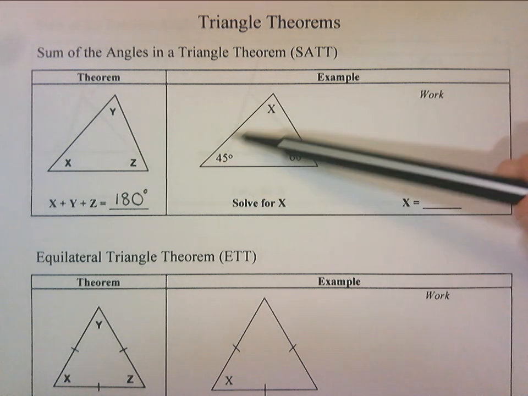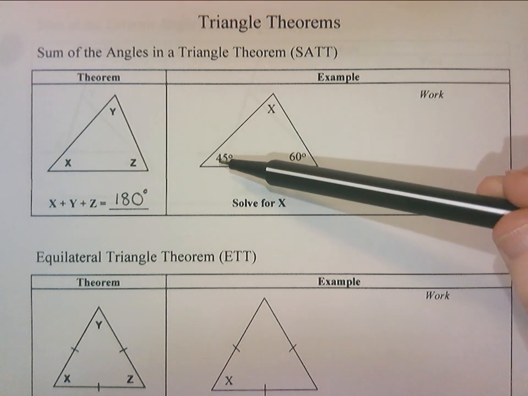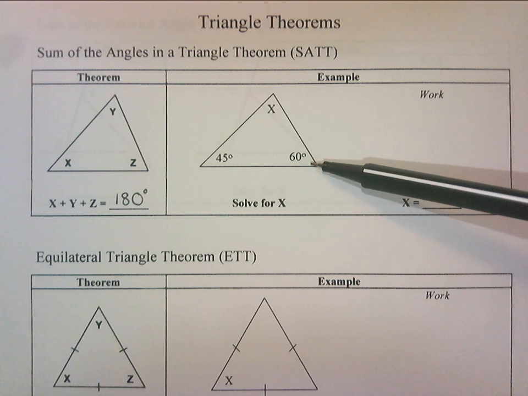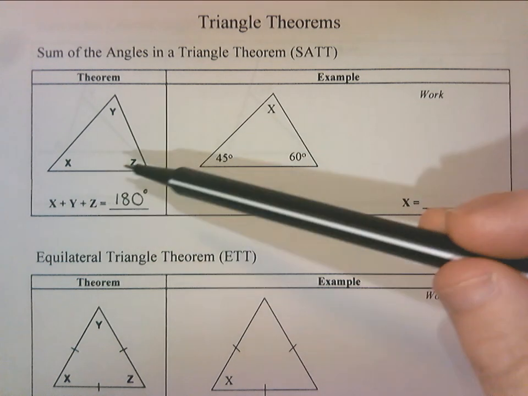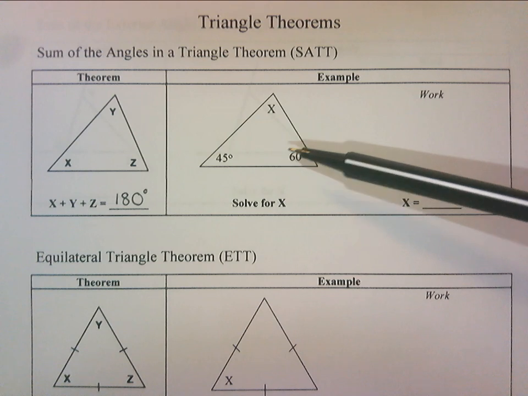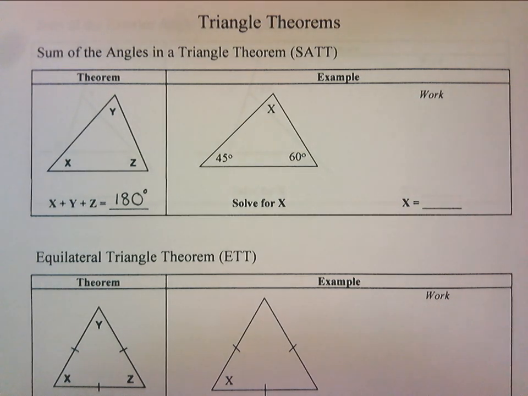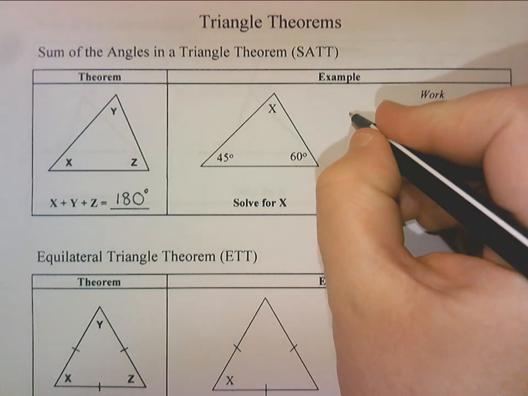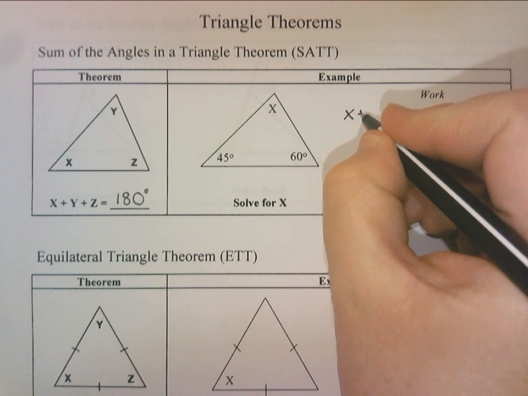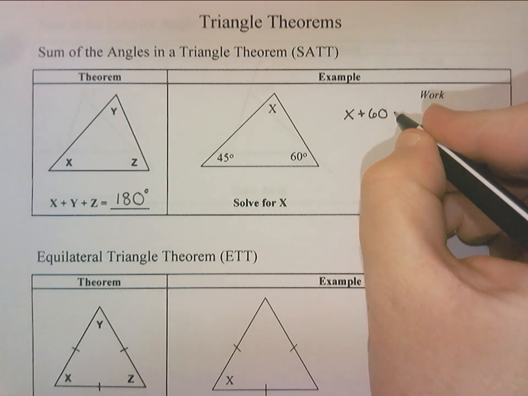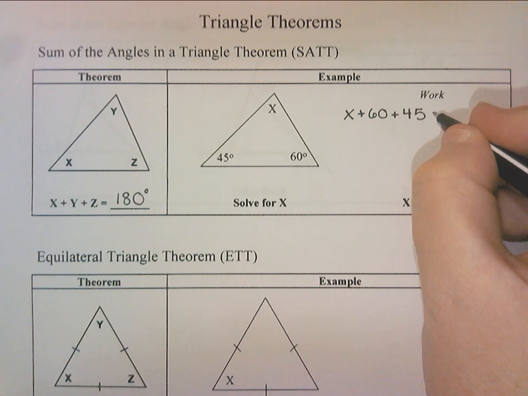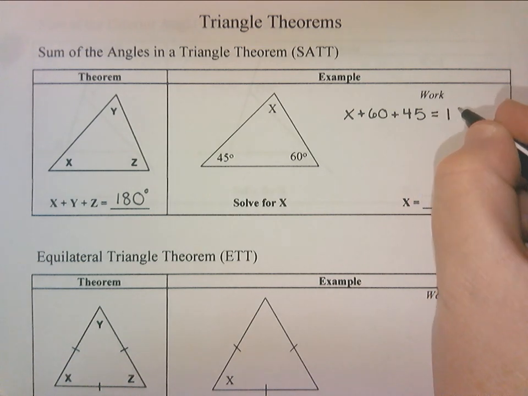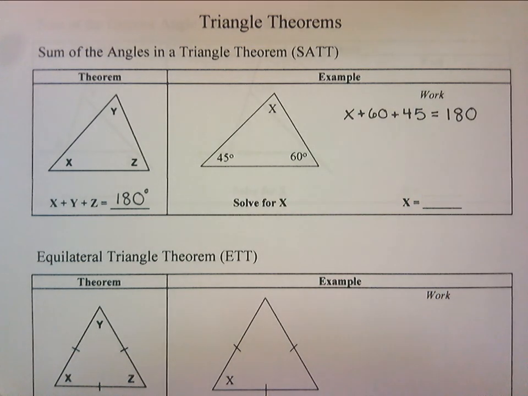We've got a triangle with three angles. We've got x, 60 degrees, and 45 degrees. So I know that the three angles inside a triangle add to 180 degrees. So that means that x plus 60 plus 45, so those three angles together, are going to add up to a total of 180 degrees.